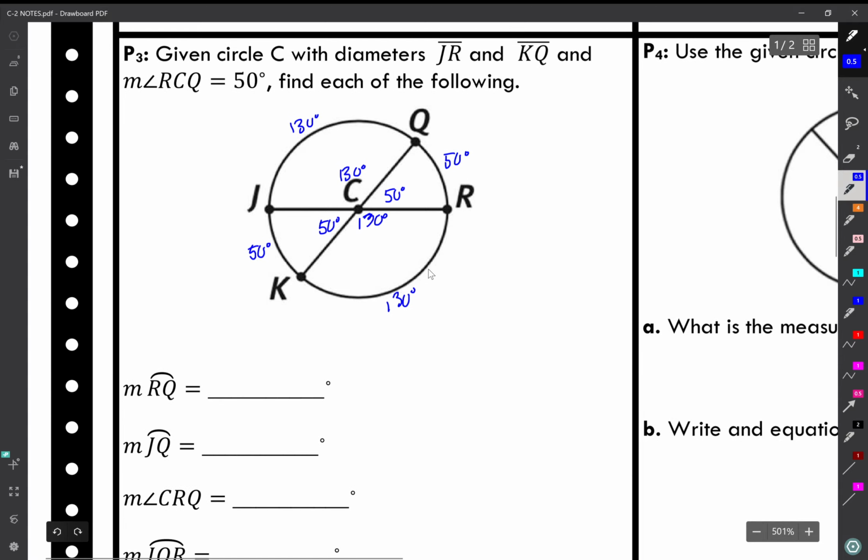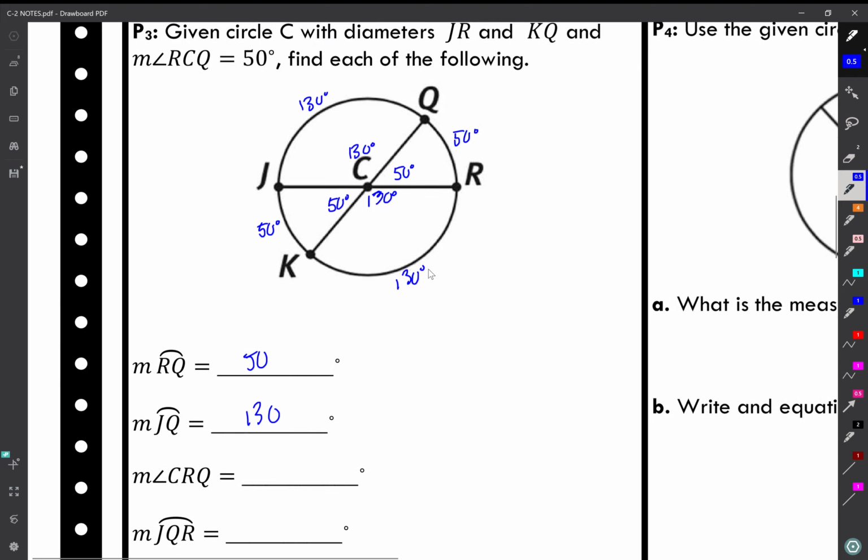So let's go. The measure of arc RQ, which I've already found to be 50 degrees. Measure of arc JQ is 130. Measure of angle CRQ. This I think should have been RCK. So RCK would be 130. Then JQR altogether is 180.